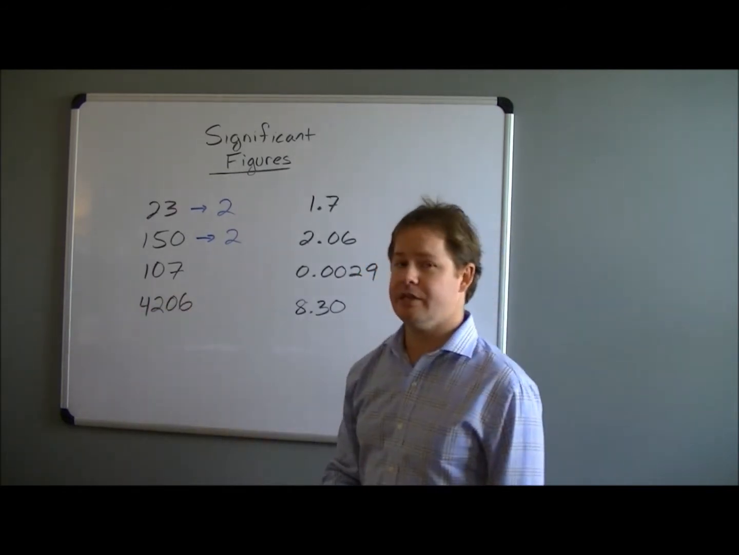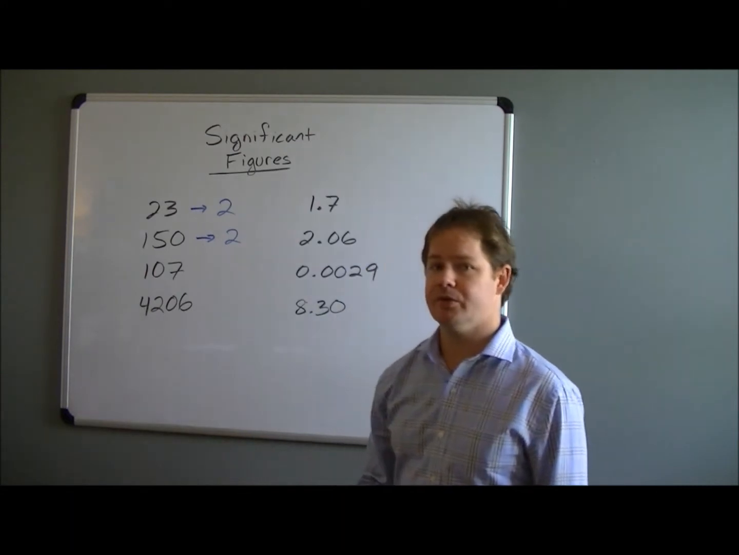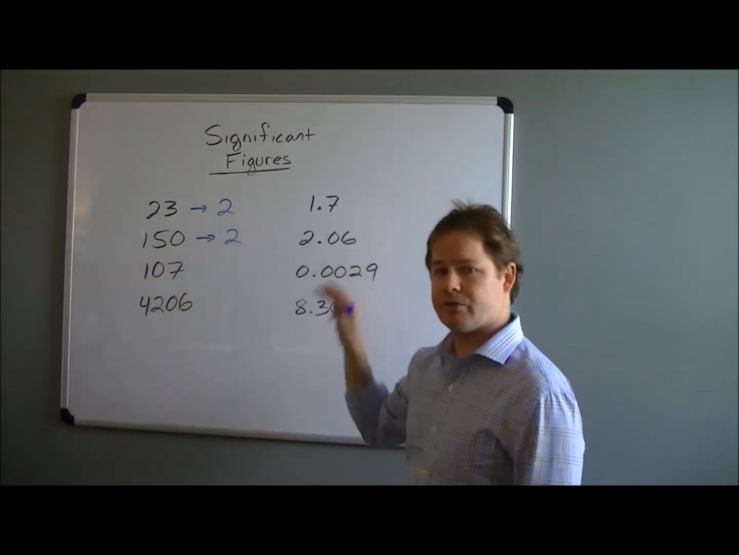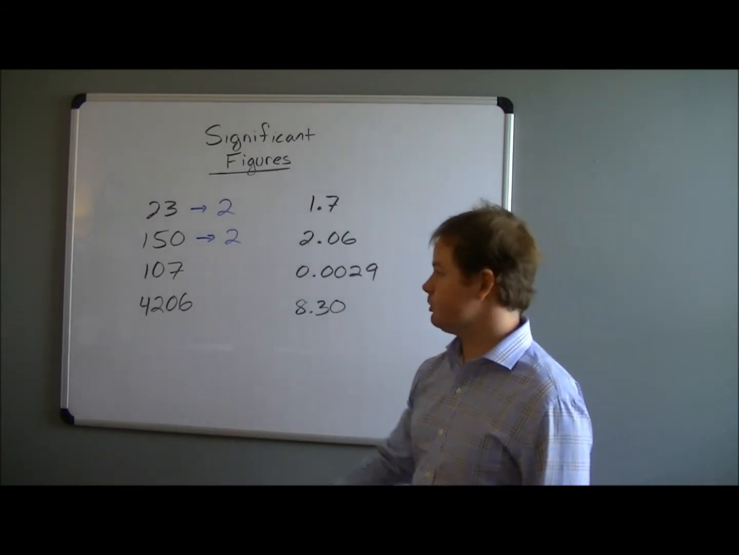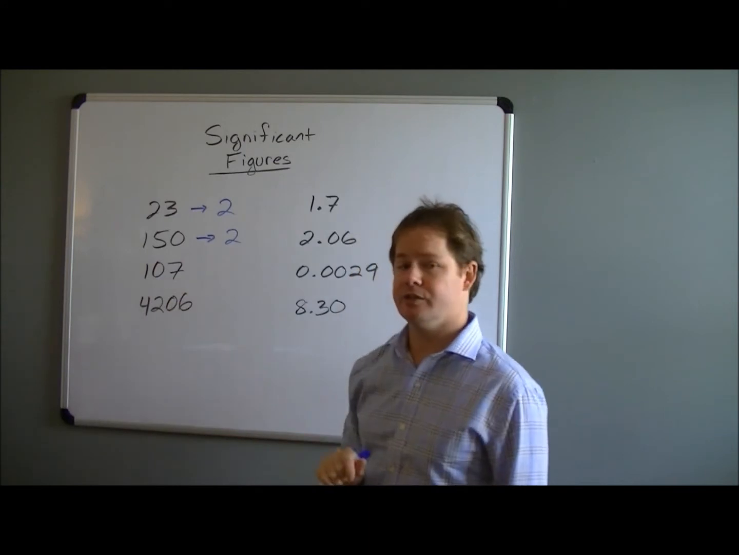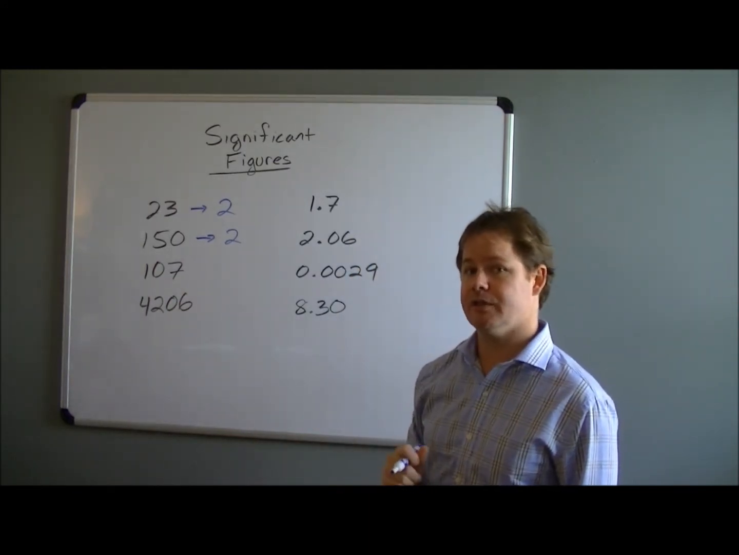In 107, the 0 is a little bit tricky, because for this one we see that it's in the middle. If you have zeros to the right, and it's all zeros to the right, you don't count any of those zeros. But if you have a 0 in the middle and it's surrounded by other non-zero digits, then you do have to include that when calculating the number of significant figures.